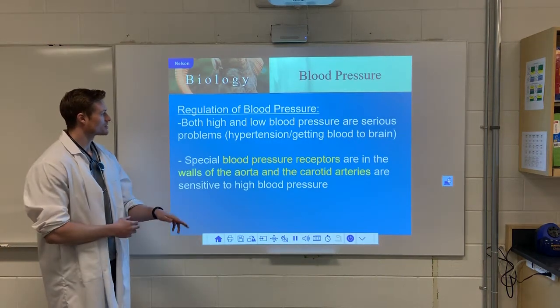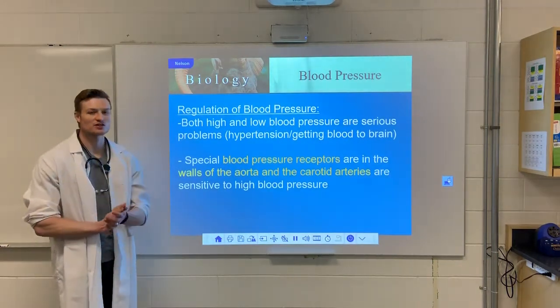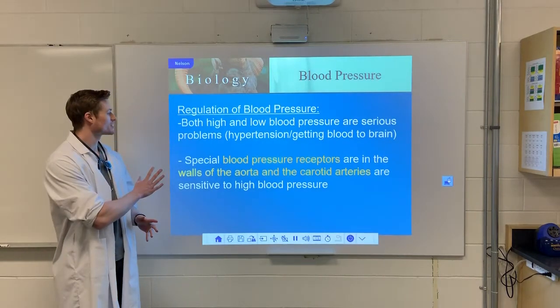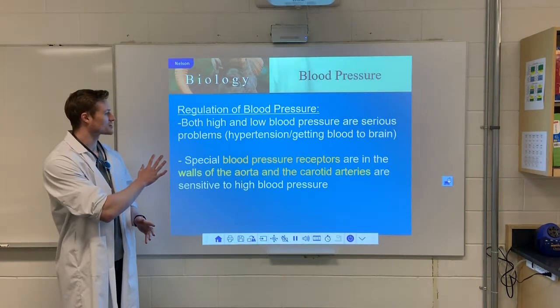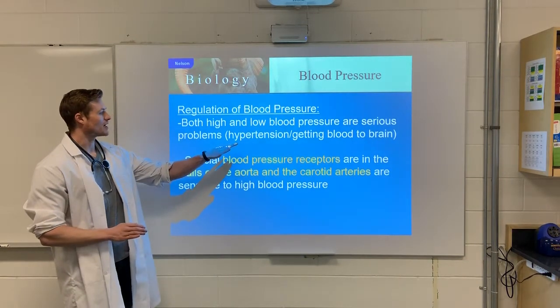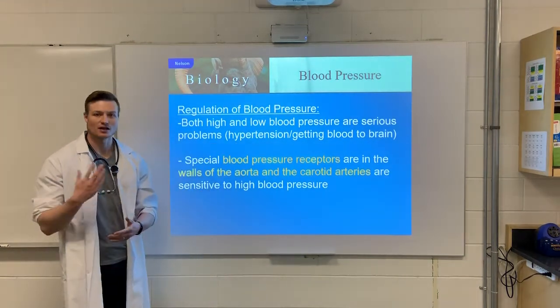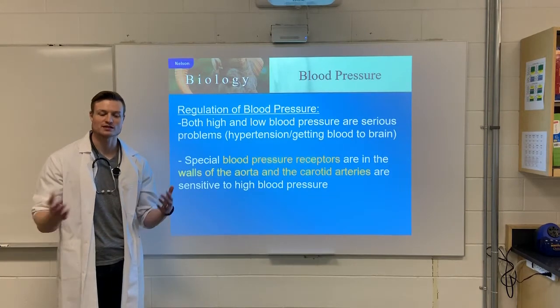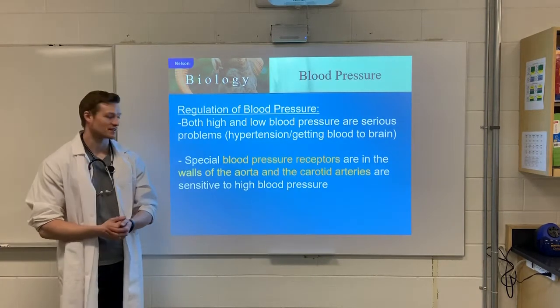Regulating blood pressure. So how do we actually regulate blood pressure? Couple things here. We have high and low blood pressure. Okay, they can be very serious problems, right? Hypertension, and then of course not getting enough blood to important organs like the brain, muscles, things like that.